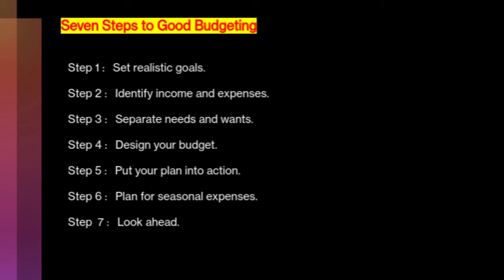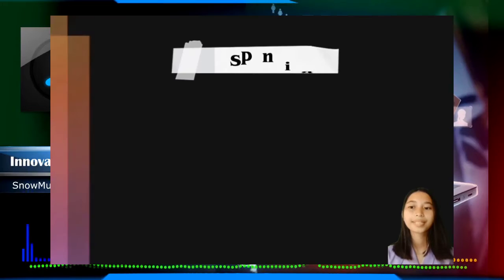Step 6. Plan for seasonal expenses. Set money aside to pay for unplanned expenses so as to avoid going into debt. Step 7. Look ahead. Having a stable budget can take a month or two, so ask for help if things are not getting well.